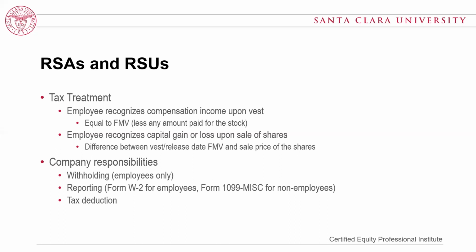The fair market value that's used to calculate compensation income becomes the employee's cost basis. So when the shares are subsequently sold, any proceeds over what has already been included in the employee or former employee's W-2 or in the 1099 MISC, any proceeds over that are capital gains. The holding period for long-term capital gains starts when compensation income is recognized for federal tax purposes.